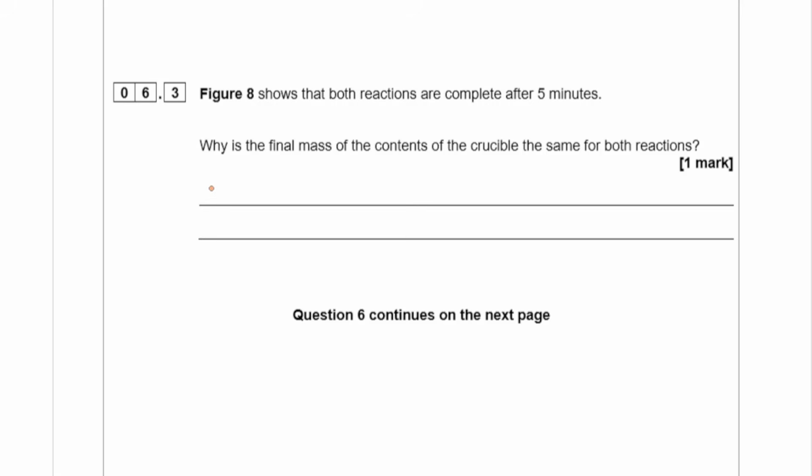Both reactions produce 0.01 mole of magnesium oxide.